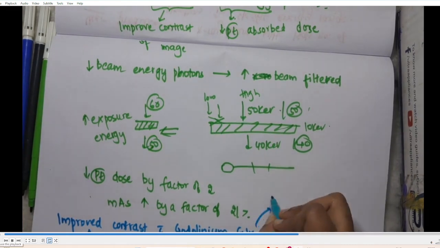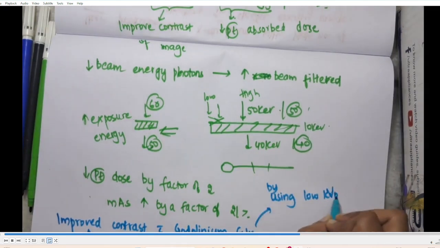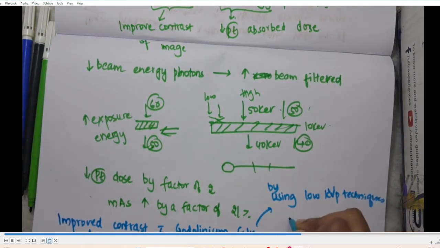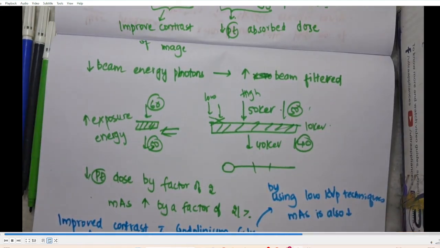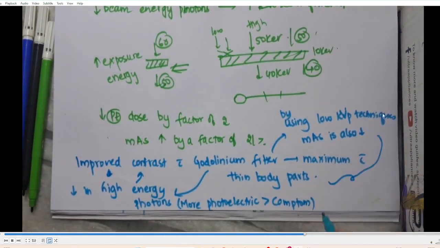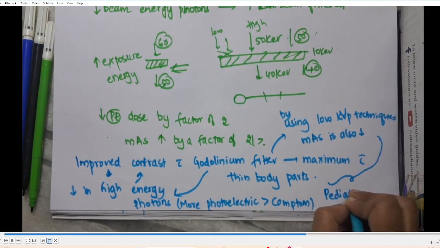The improved contrast of gadolinium filter is used in thinner body parts, while the need of more milliampere second can be reduced by low kVp techniques. So this suggests that heavy metal filters are more useful in pediatric conditions where both kVp techniques and milliampere second can also be reduced.